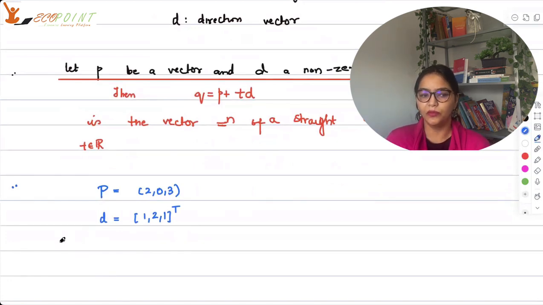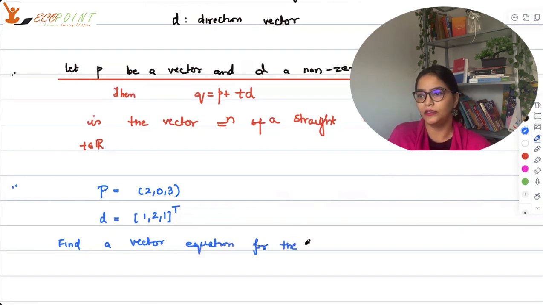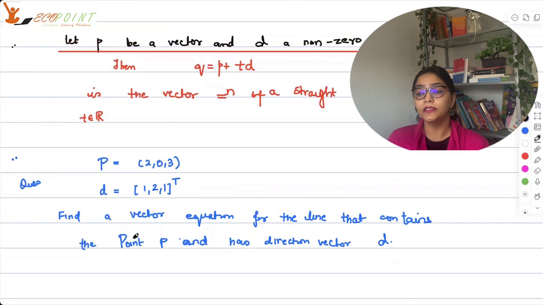So if we want to find a vector equation for the line that contains the point P as given to us and has the direction vector D, how would you do that?